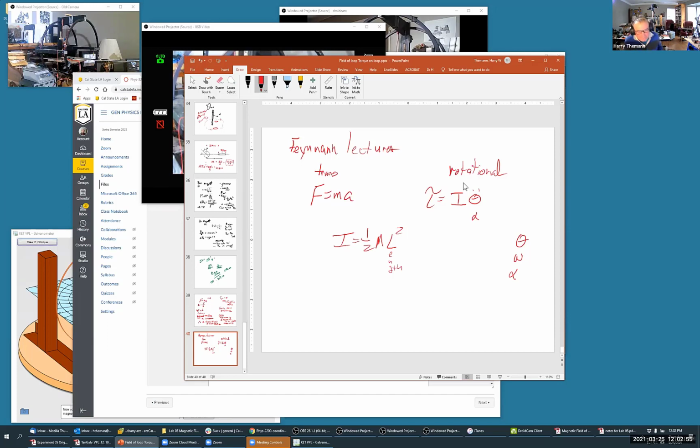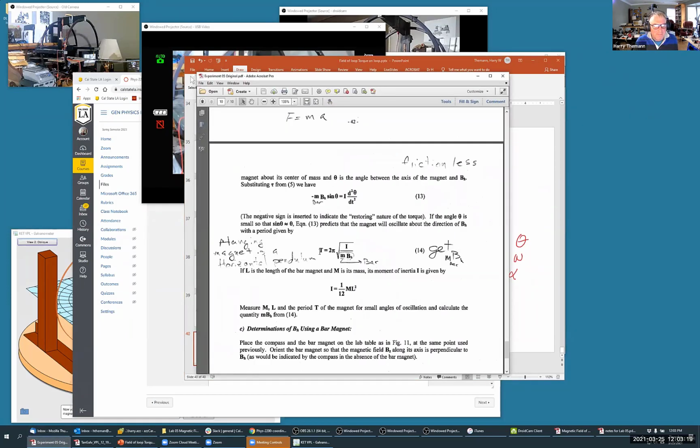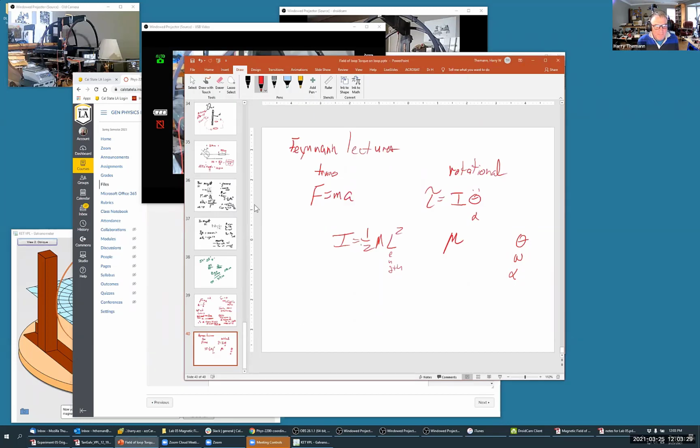So the analog of that in the magnetic field world: the I is, remember, the magnetic moment, mu. In the case of a bar magnet, the moment is expressed as little m. It's 1/12 ml squared. So in the physical world, the I of the bar magnet is 1/12 ml squared.